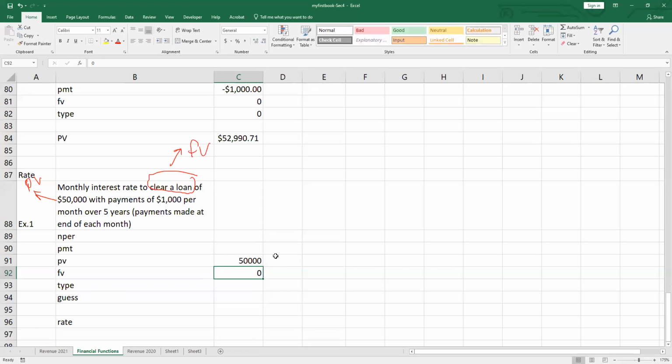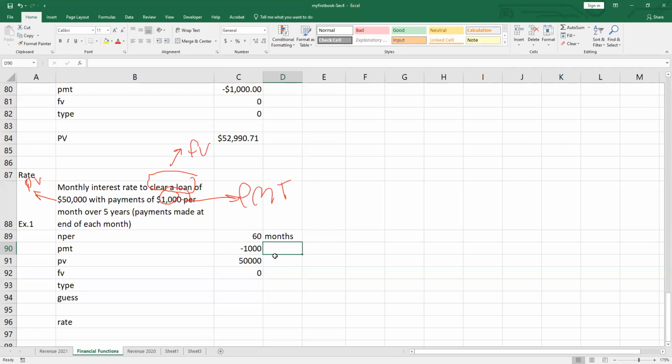Then, with a payment of $1,000 per month, this means PMT. By the way, when you pay to the bank $1,000, it must be negative $1,000, because the money is out of your pocket. Okay. After that, you want to clear this loan per month over 5 years. That means the NPER, or number of periods. You have to change it to months, because you pay per month, so the number of periods must be the number of months. You multiply 5 by 12, so it's 60 months.